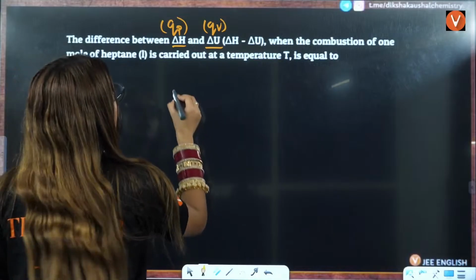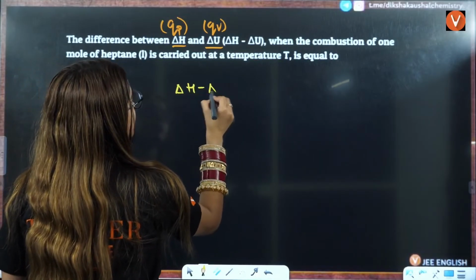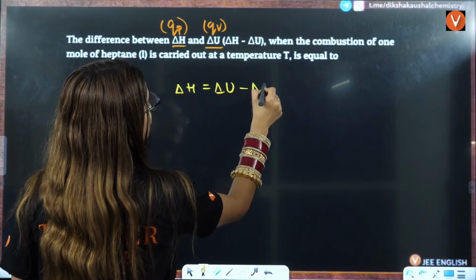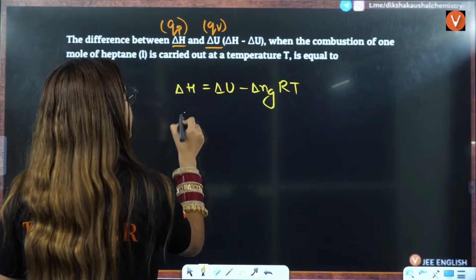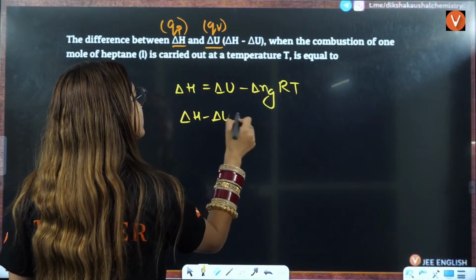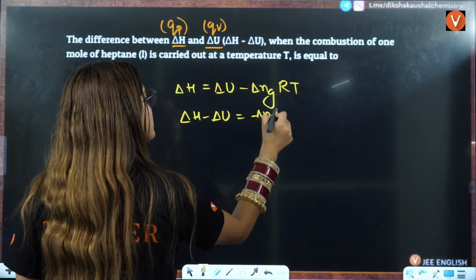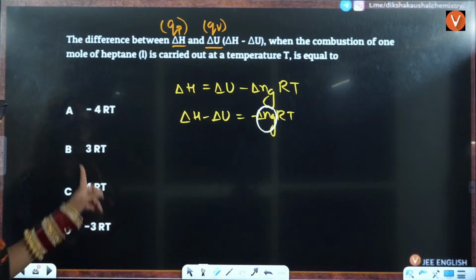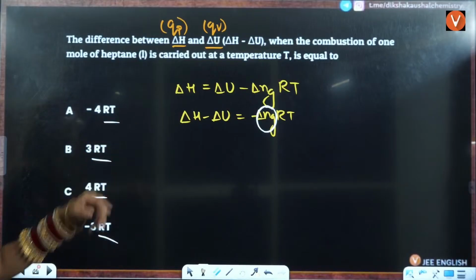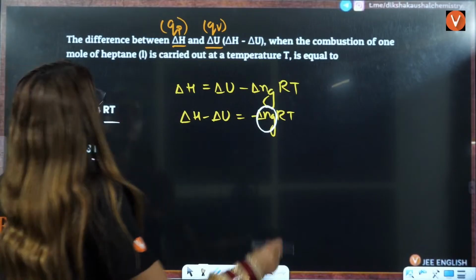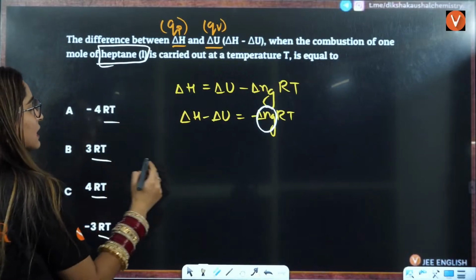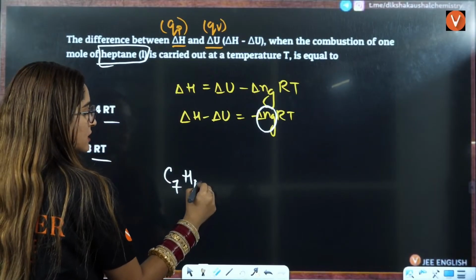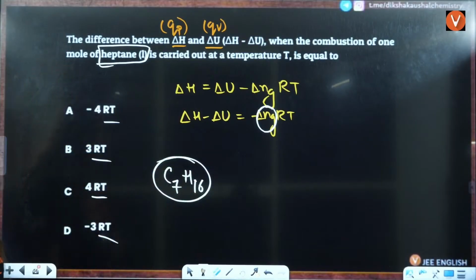You see this here. Delta H is equal to delta U plus delta ng RT. That means if you have to find delta H minus delta U, that is equal to delta ng RT. So now you just have to calculate the value of delta ng here, otherwise the values are in this only. They have given you combustion of 1 mole of heptane, right? So heptane is C7H16 plus 11 O2. This is what you have to do.